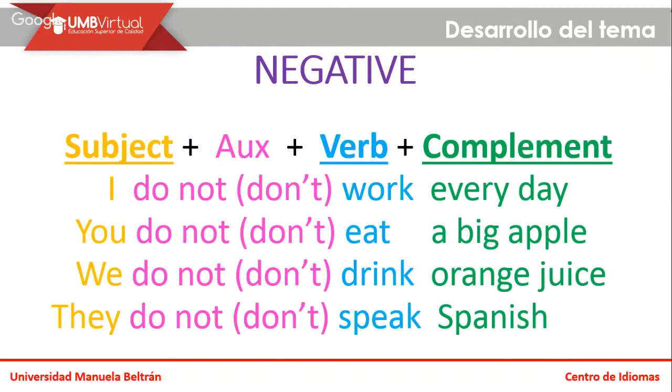In the negative form, we have the subject, the auxiliary, the verb, and the complement, right? So when the subject is I, you, we, they, all right, we're going to use the auxiliary do not or don't. It's pretty common to say don't when you're talking instead of writing, because writing is formal, so it is better to use the complete words, and the complement that we have right here.